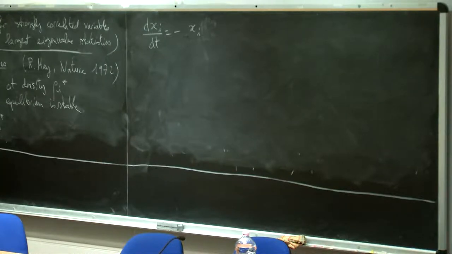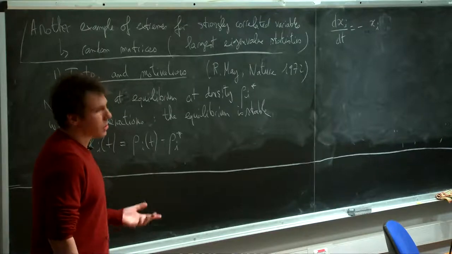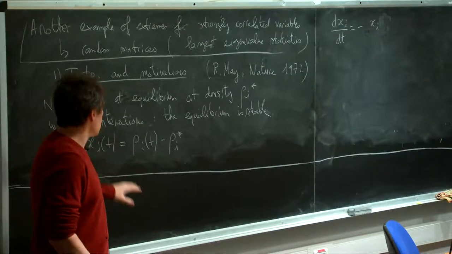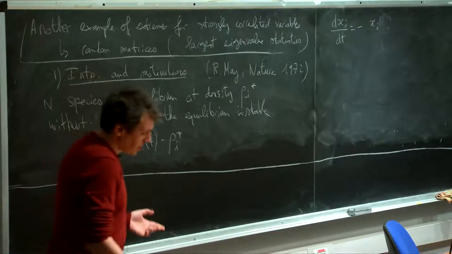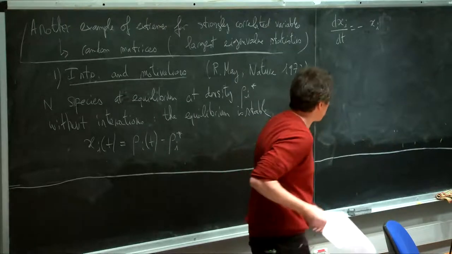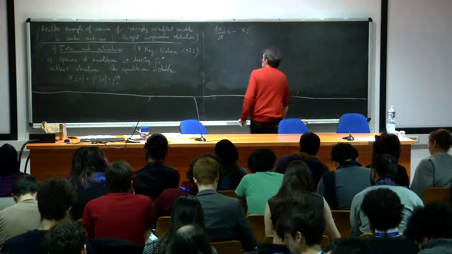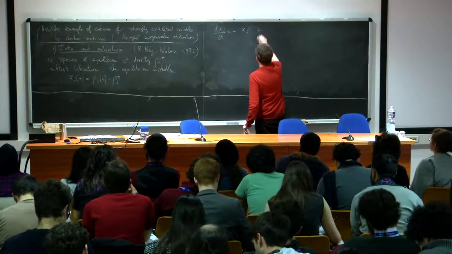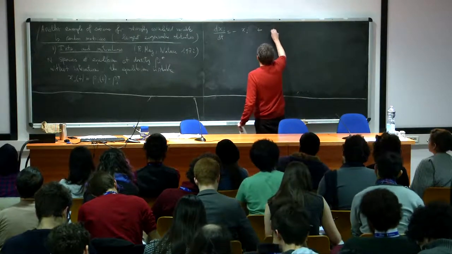Now, what May wanted to ask is, suppose that I switch on the interactions between these species, under which condition will this global equilibrium remain stable? So what he proposed to do is to look at what happens if you switch on interaction between these different species, in this form.